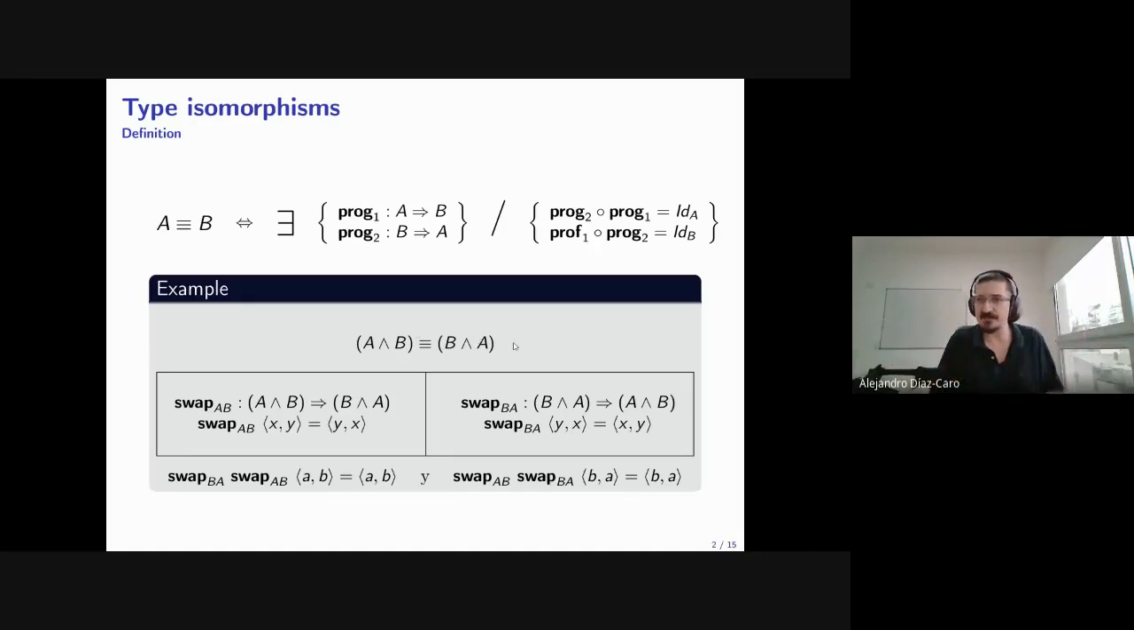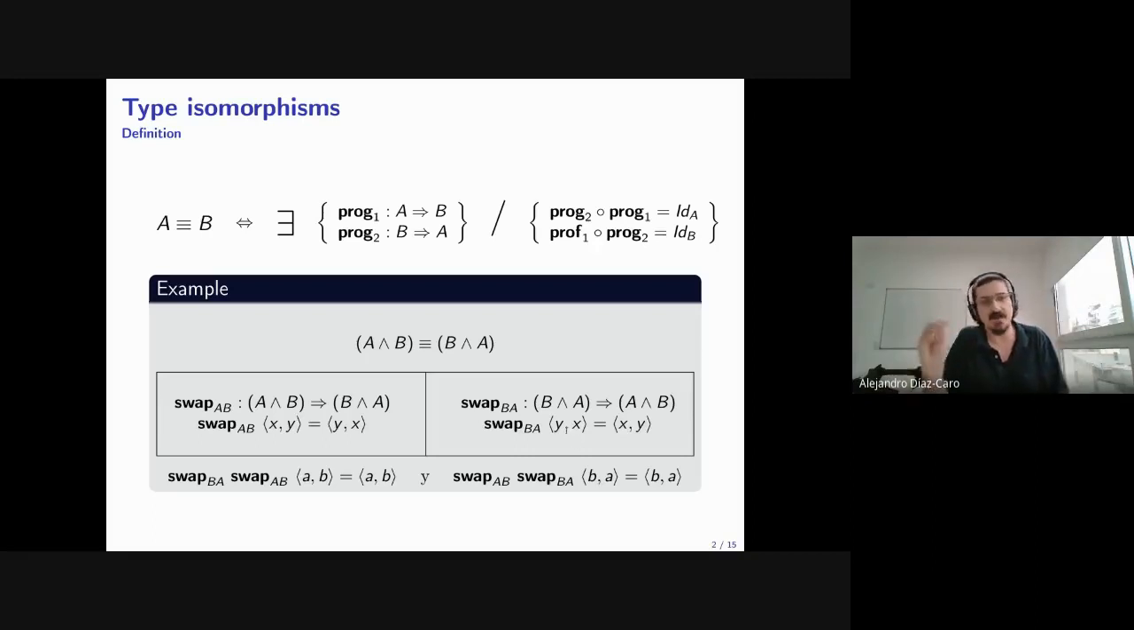Okay, so the proofs are not the same. This proof and this proof are not the same, in the sense that this is expecting a proof of A and B, and this is expecting a proof of B and A, okay? So the order is different, so they are not exactly the same proof. This is a pair of a proof of A and a proof of B.